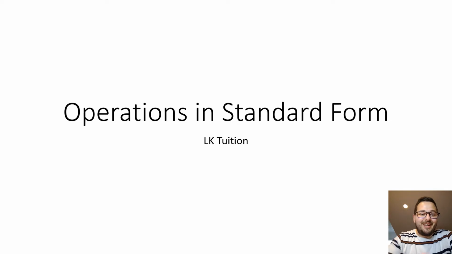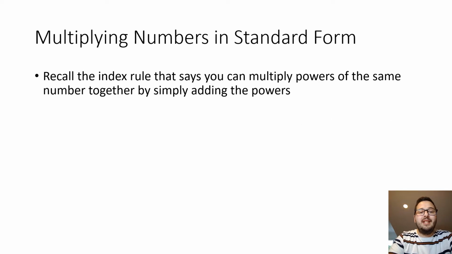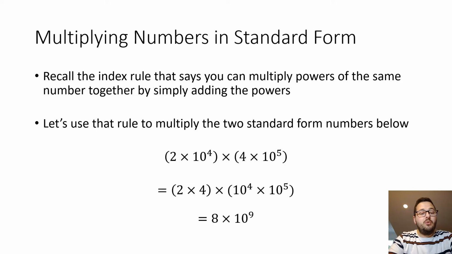But let's get cracking. Okay, so first we're going to be looking at multiplying numbers in standard form. Now, first of all, remember the index rule or the power rule that says you can multiply powers of the same number together by simply adding up the powers. And we can use that to multiply the standard form numbers below.